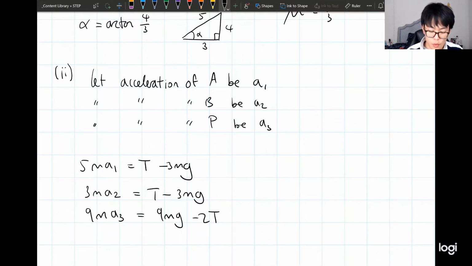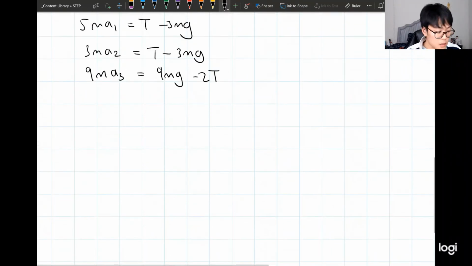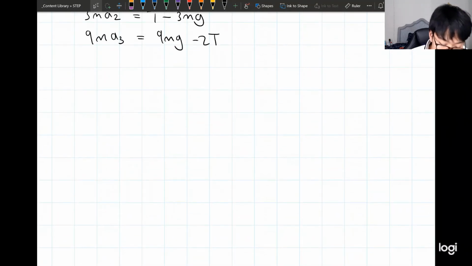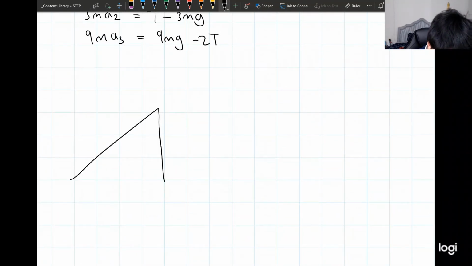But what we realize here is that we have three equations but actually four unknowns: capital T as well as a1, a2, a3. That means we can't solve this uniquely without some extra information, and this is what we're going to try to get. The extra information comes from how a1, a2, and a3 are related. So first things first, let's sketch our particles again.